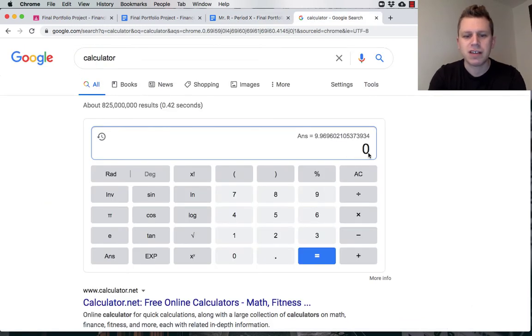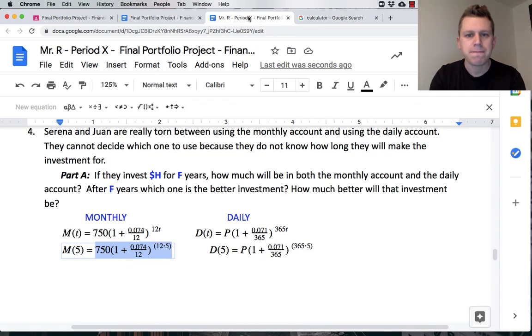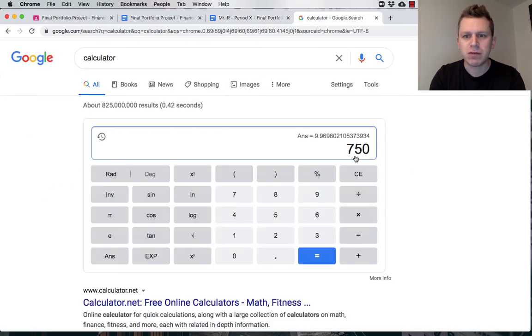Let's try this. I have 750, right? 1 plus 7.4, open parentheses, 1 plus 0.74 divided by 12. Whoops, that's 74% interest. And it won't let me do that, so I gotta go the whole thing. No big deal, divided by 12, boom. If you wanna be super fancy, you could open up parentheses here for your 0.074 divided by 12 to show that that part's together. Close parentheses for the base.